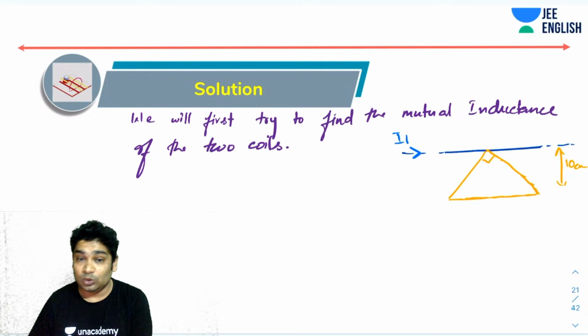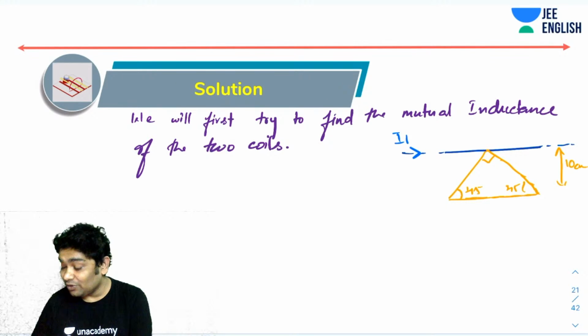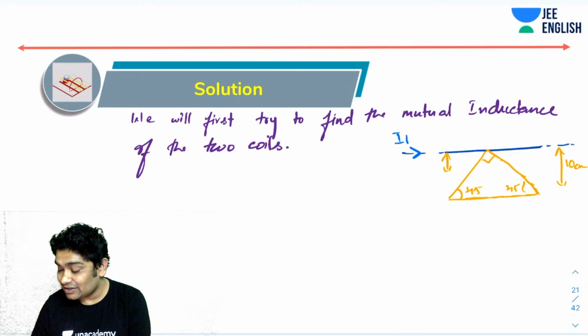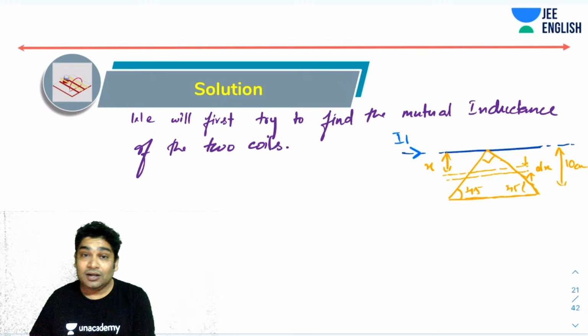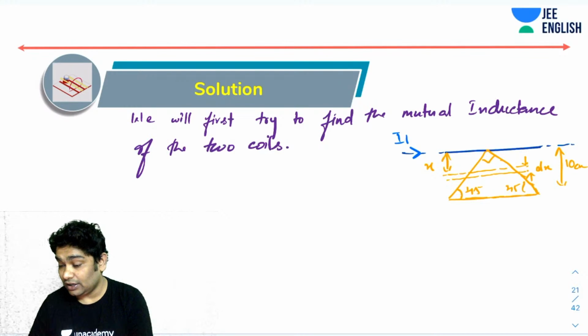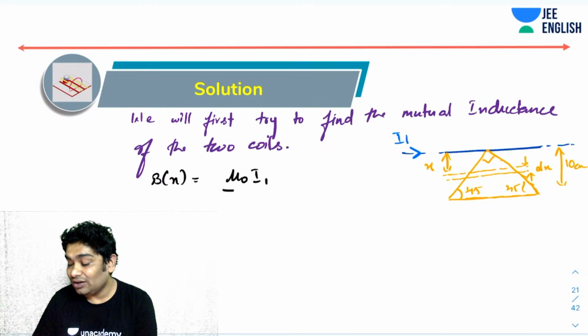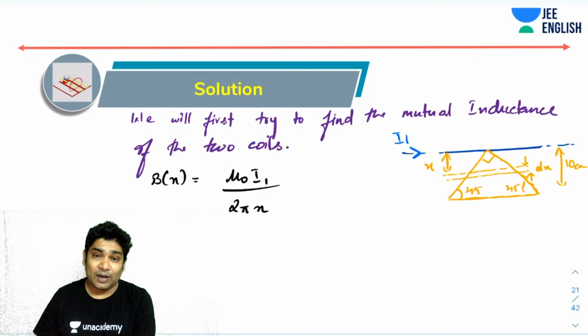So first of all, we need to do that. Imagine this is 45, this is 45. What we do is first we go to a distance x and we consider an element of thickness dx. Now at a distance x, I know what is the magnetic field created by the wire, right? B at a distance x by an infinite wire would be mu naught I1 over 2 pi x. I hope you remember this formula.